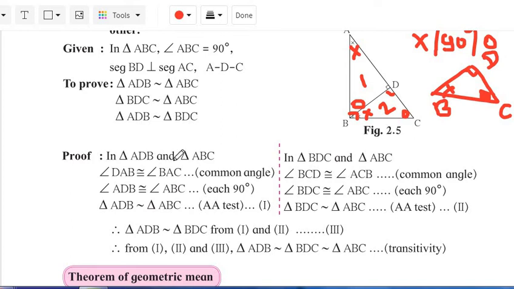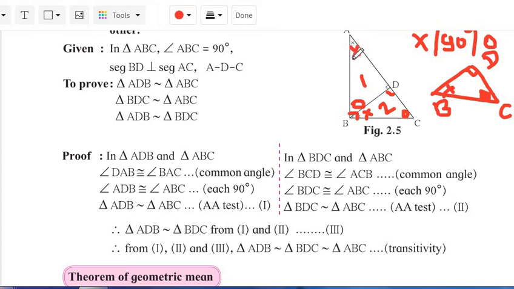Here in triangle ADB and triangle ABC. Now see, in ADB which angle is 90? D. And in ABC which one is 90? B. That means we have to write angle ADB congruent to angle ABC because each is 90 degrees.